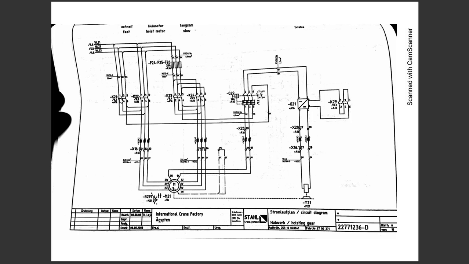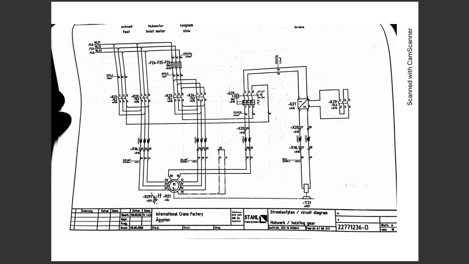So if K21 is working, it will make the motor work in the forward high-speed movement. This contactor will make the motor work in the backward high-speed movement. This one is the forward low-speed movement, and this is the backward low-speed movement.